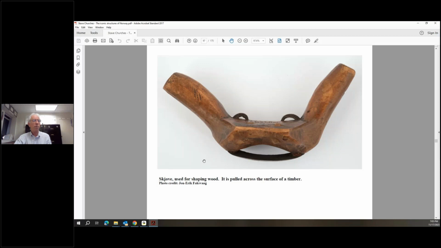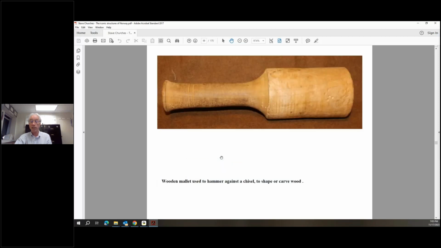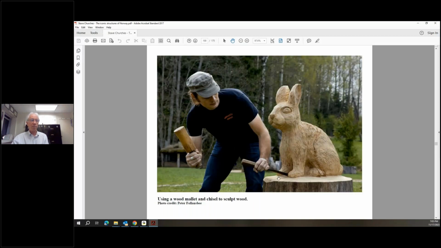Wood chisels are used. All right, wooden mallets, not metal headed hammers, because wood was much more easy to get and a wood mallet was much easier to make. So here you see someone carving a sculpture using a wood mallet and a chisel.